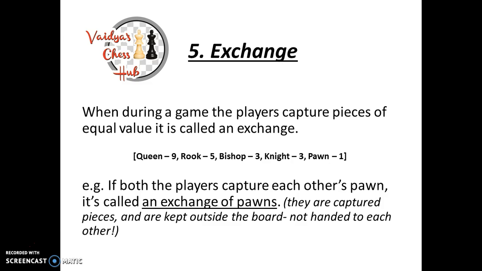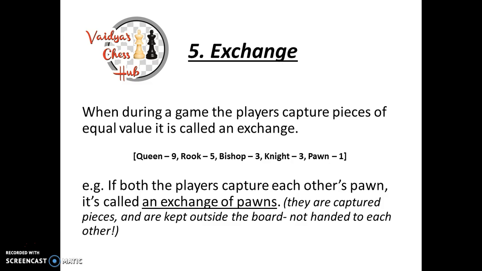Moving on to the next, which is exchange. When during a game of chess the players capture pieces of equal value, it is called an exchange. Now it is fairly estimated that the queen is valued at 9, rook at 5, bishop 3, knight 3, and pawn is valued at 1. These are relative values, of course, depending on the position. Sometimes the knight could be more valuable than the queen, but normally speaking, these values show the importance of pieces.